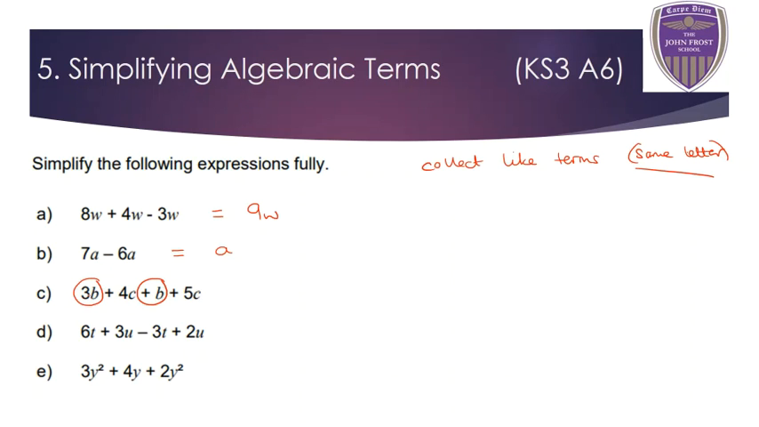Okay, so you're circling the terms, but also any symbols that are attached to them. Okay, so this is 3B plus another B. So let's do that first. If I got 3B plus another B, that's 4B.